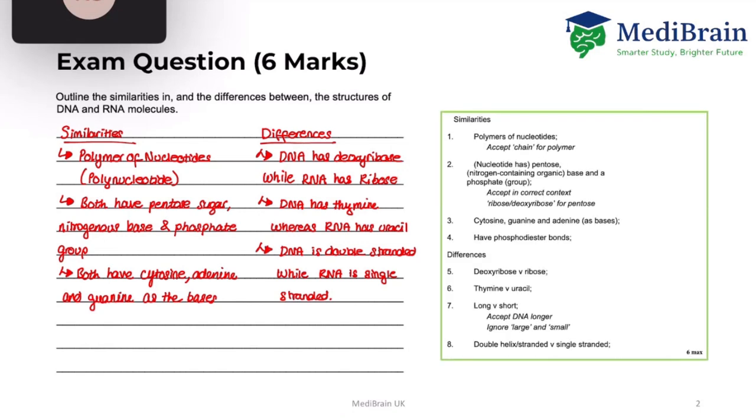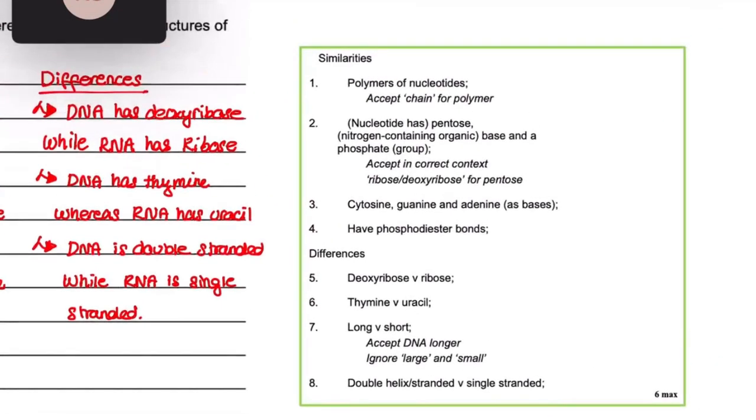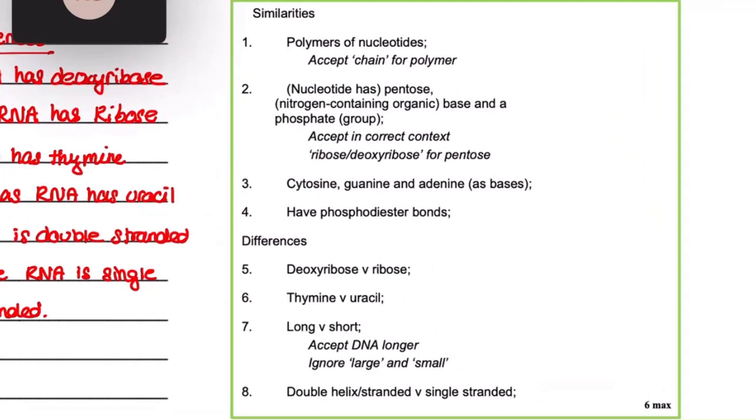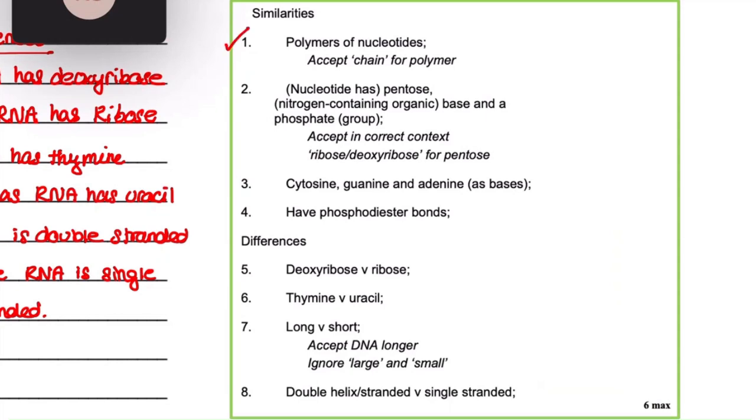Now, if I show you the mark scheme to this question, going through the mark scheme, 6 marks, we need similarities and differences. There are 8 potential marking points. So first of all, similarities, it's a polymer of nucleotides. Accept chain for polymer. Remember, I said it's a polymer made up of many repeating units known as nucleotides, and therefore that's what makes it a polynucleotide strand.